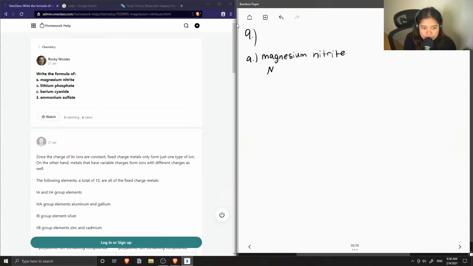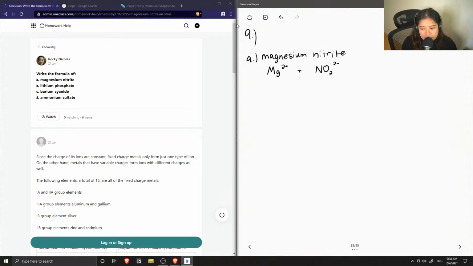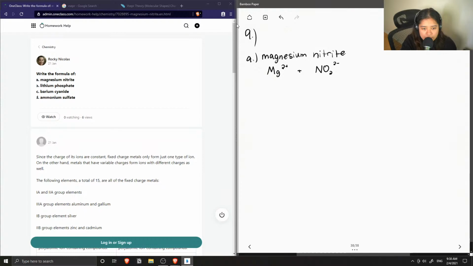Magnesium is Mg2+ when it is in its ionized form, and nitrate has the formula NO2-. So this is an example of a polyatomic ion, and since their charges would be neutralized when added together, they react at a 1-to-1 ratio. So therefore, the formula of magnesium nitrate would be MgNO2.